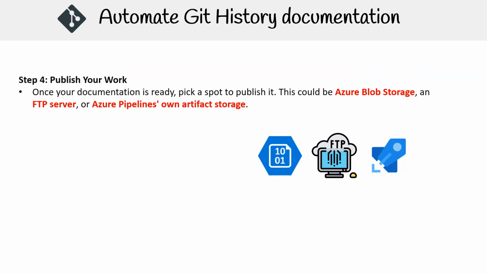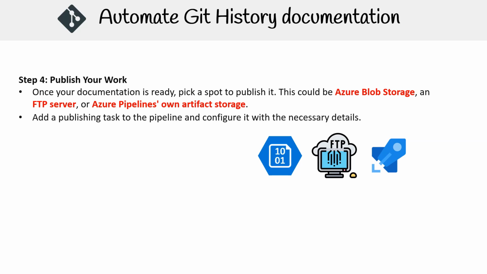Step 4. Publish your work. Once your documentation is ready, pick a spot to publish it. This could be Azure Blob Storage, an FTP server, or Azure Pipelines' own artifact storage. Add a publishing task to the pipeline and configure it with the necessary details. Deploy this task and see your documentation go live.